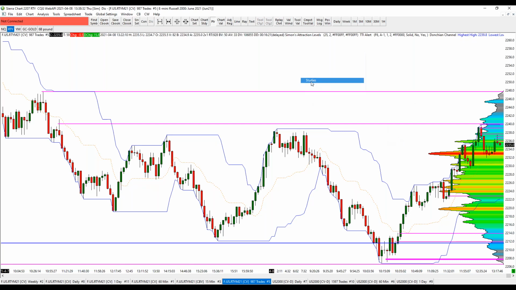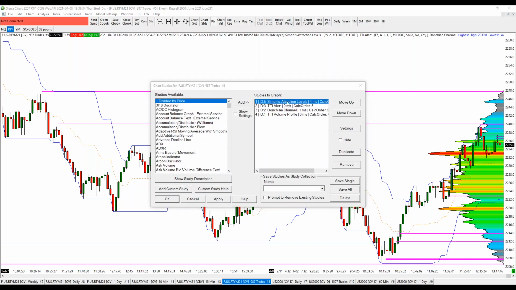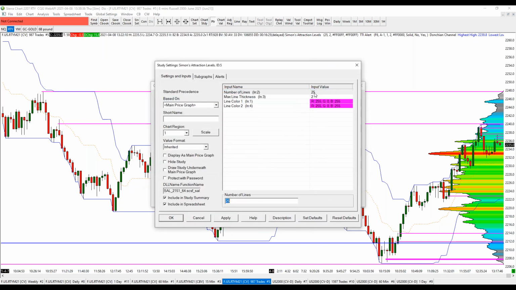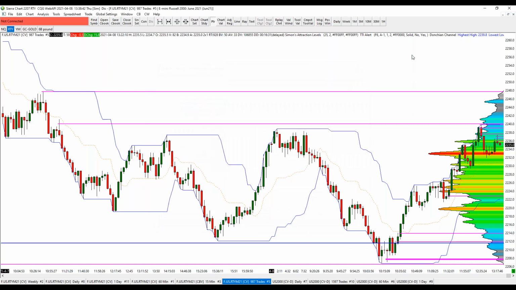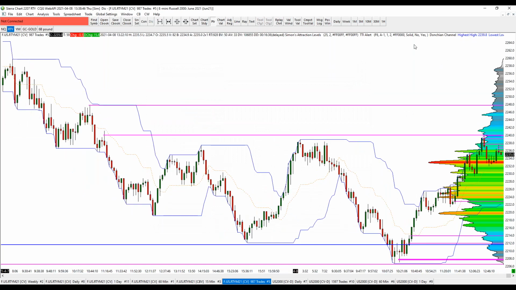And I filtered it out. How do I filter it out? If you go to, this is Sierra Chart, if you go to Simon's attraction levels, you can go up to 50 levels that you see where the market makers have their volume or waiting areas, waiting entries, pending entries. They could be pending, they could be live.